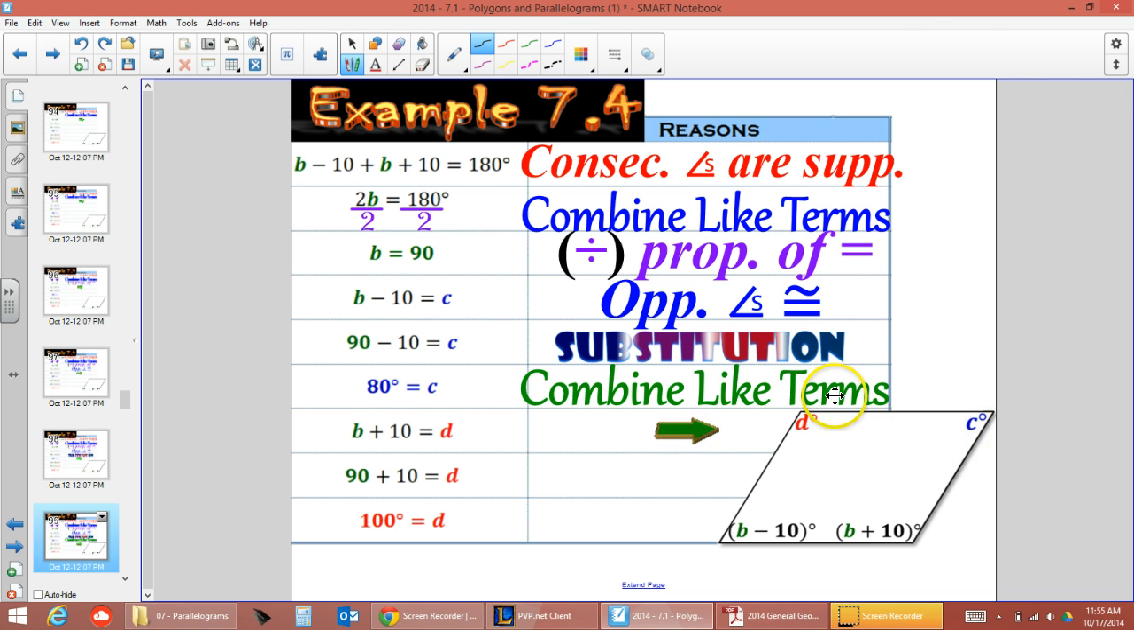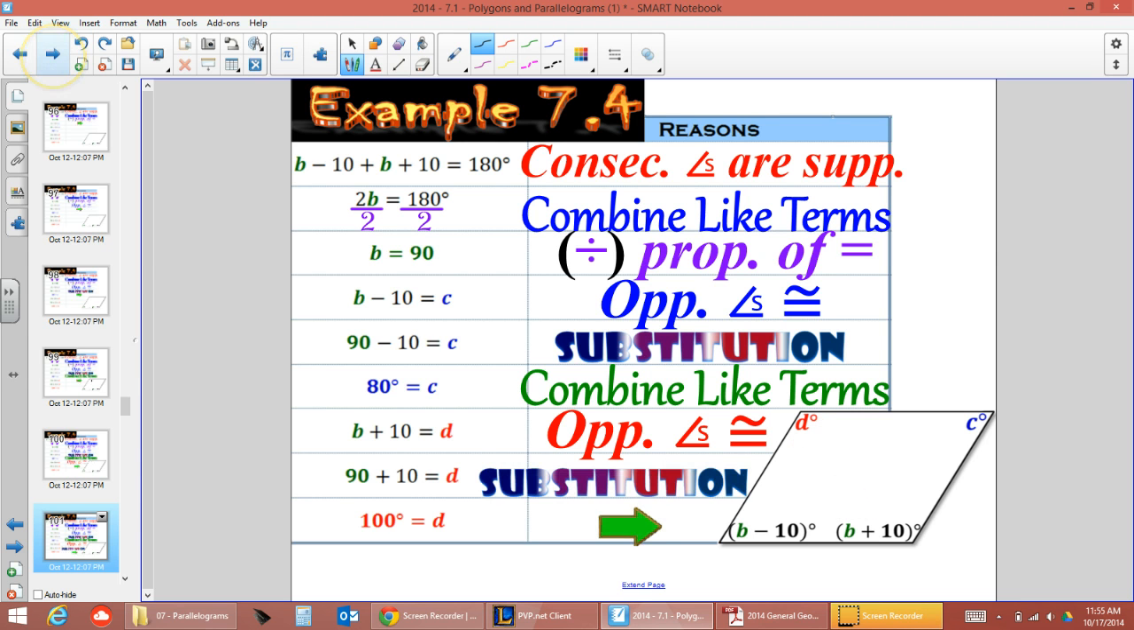Now, I've got some different options now. I can use C to find D, or I can go opposing angles again and get D equals B plus 10. Well, when I do that, I get the opposing angles are congruent. I substitute in my answer, and I get to combine like terms to get D equals 100. So I just solved for D, C, and B. Again, I did the same thing. I isolated my single variable. I just want to get my B's solved for first, and then I can worry about C and D later.